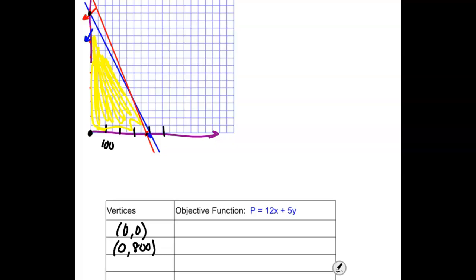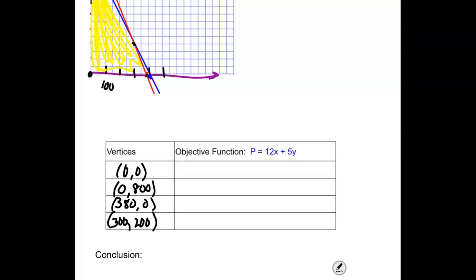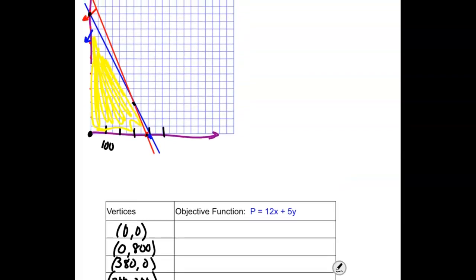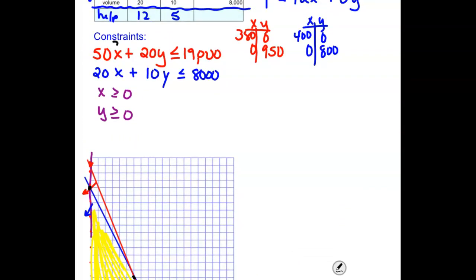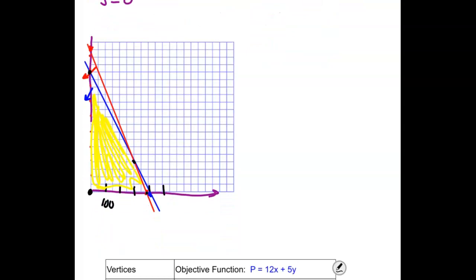We need to be underneath that red line. And that had the coordinates 380, 0. And our point where they intersect has the coordinates 300 and 200. Now, we've talked about this before. When we're finding that intersection point, it's always a good idea to double check that it truly is the point of intersection for that red and blue line. So we really should go through and put 300 and 200 in here for our x's and y's and make sure that we truly do get the 19,000 and the 8,000. Our other option is always to solve that as a system of equations, just those two, and find the point of intersection.